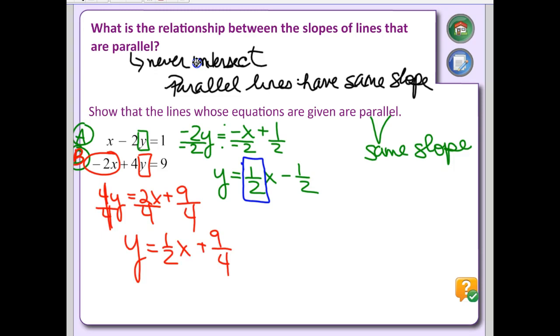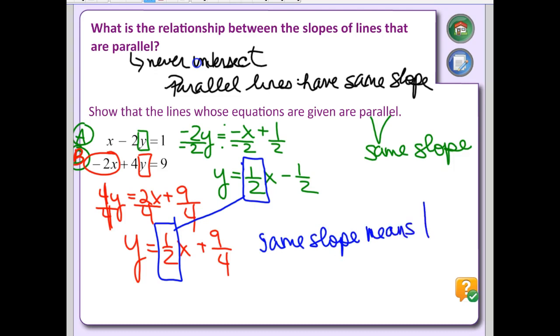Now let's look at what's in front of x. What is my slope on line B? Yes. Did you notice both of them have a slope of 1/2? Okay, their slopes are the same, so we would say same slope. Same slope means parallel lines. Now this is your symbol for parallel lines.